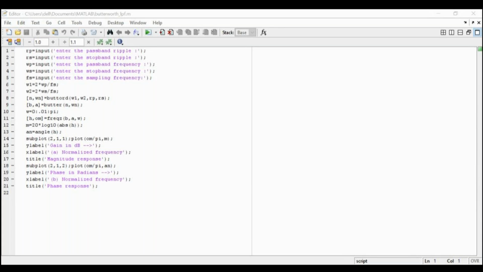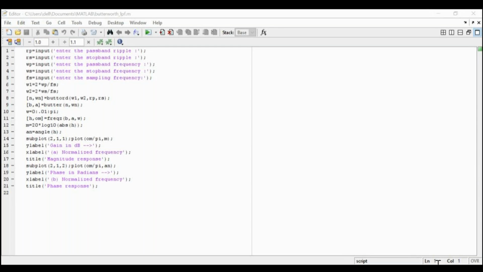Next, you are using a command known as n comma omega n is equal to buttord of omega 1 comma omega 2 comma rp comma rs. This buttord is a built-in function in MATLAB which returns the order and cutoff frequency of the Butterworth filter. So taking into account omega 1, omega 2, rp and rs, it is going to return n and omega n. N is called the order of the Butterworth filter. Omega n is called the cutoff frequency.